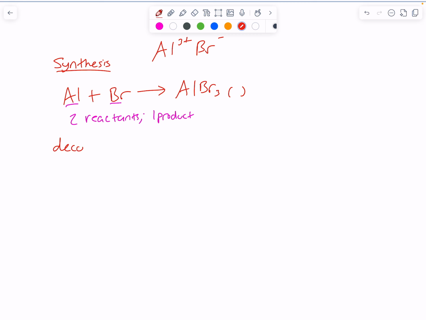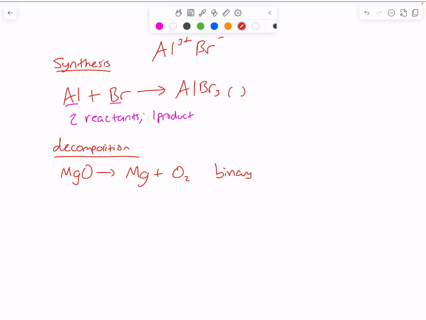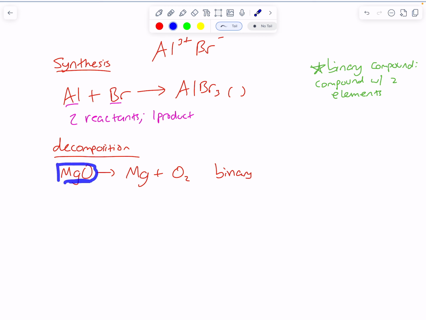Decomposition is the opposite. I will have one reactant and two products. This is a binary decomposition. Why is it a binary decomposition? Because this is a binary compound. What is a binary compound, you might ask? You should know this. I'll write it over here so you know. A binary compound is a compound with two elements.